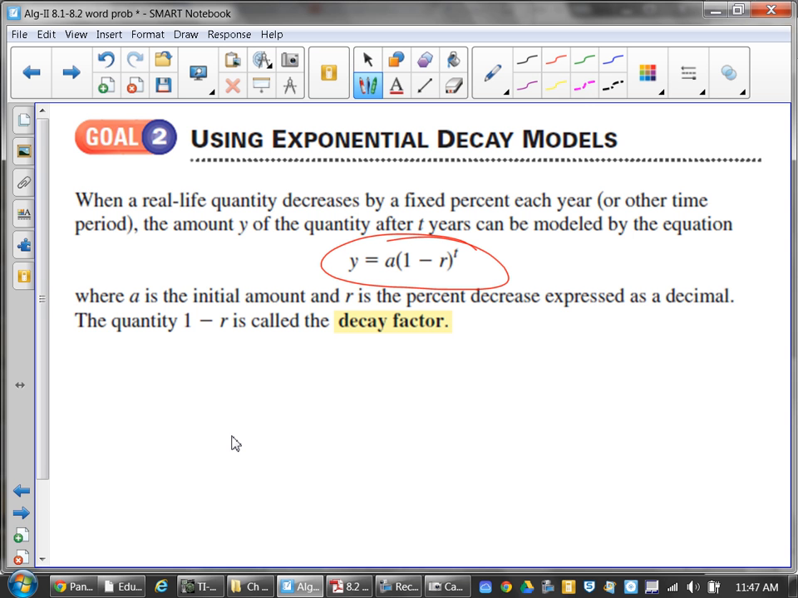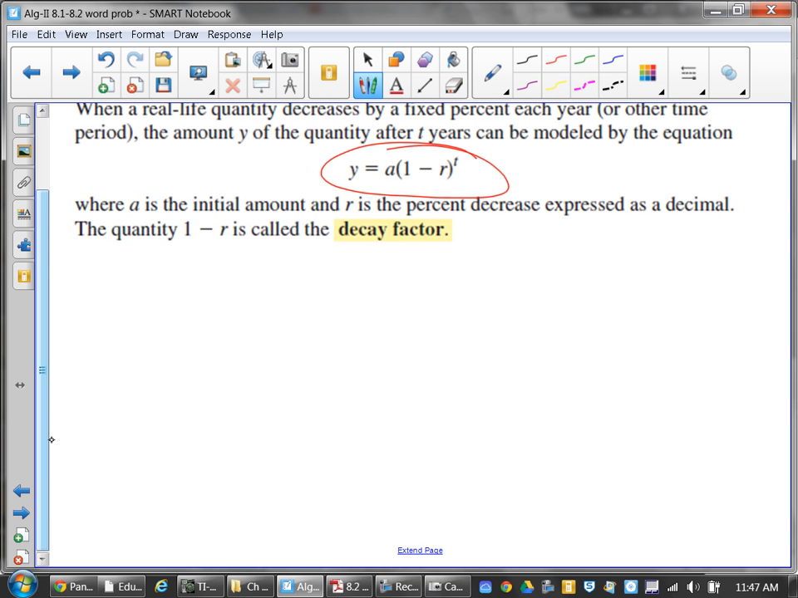So the only difference between growth and decay: your A value is still your original amount, your R is your rate in a decimal, and T is time. It's 1 minus the rate now, and that's how you're able to tell whether or not it's growth or decay.